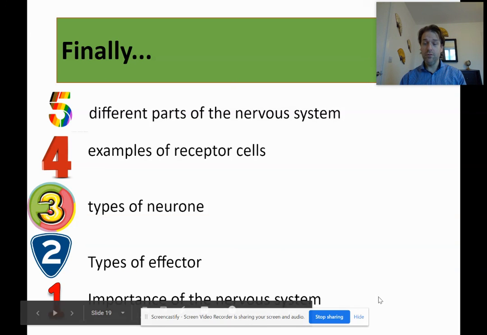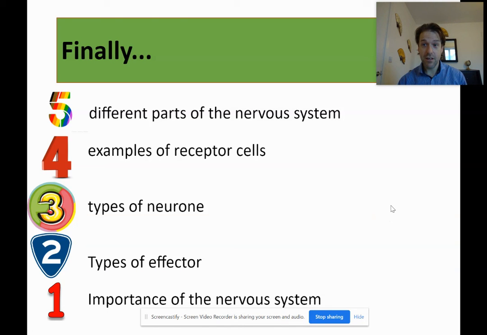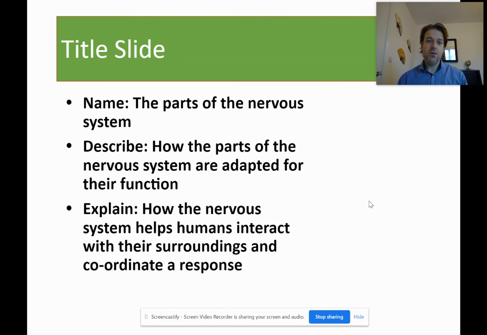And one, the importance of the nervous system. Hopefully you've got that in with regards to trying to keep us surviving and allow us to respond to a changing environment. So today, guys, hopefully you've covered that.